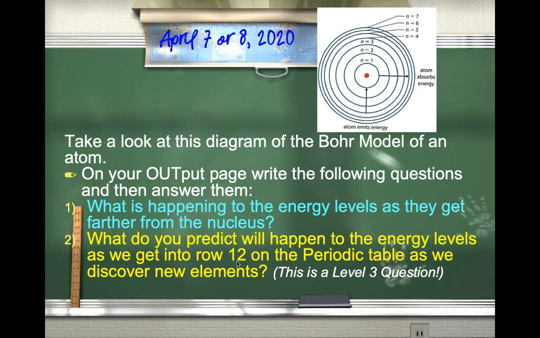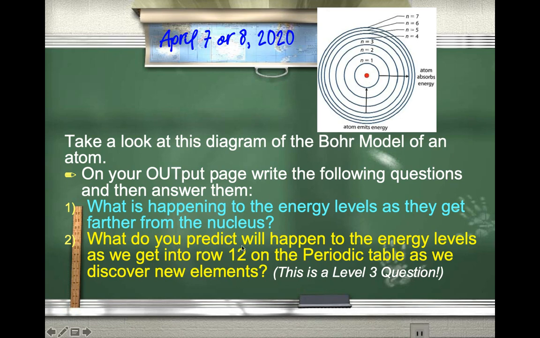All right, welcome back. First question: what's happening to the energy levels as you get farther from the nucleus? What I'm hoping you noticed is that they get closer and closer together. The idea is that if you're at level 7 and you're an electron with a negative charge, you still have to be attracted to that nucleus. So as you get farther away, the energy levels get closer together so that electrons can still feel the attraction of the protons in the nucleus.